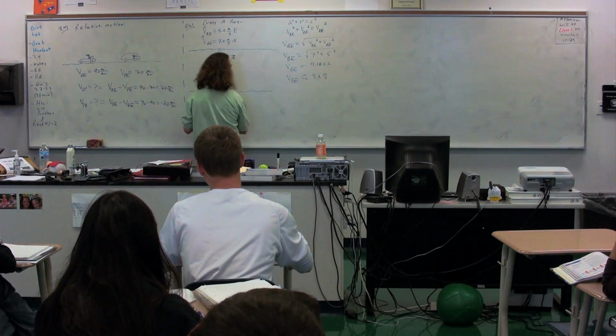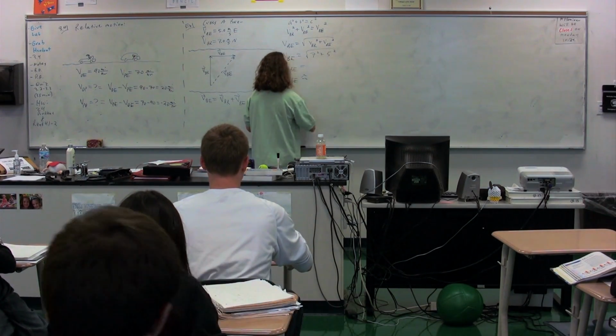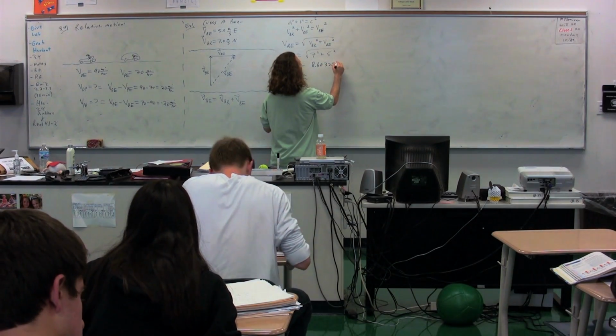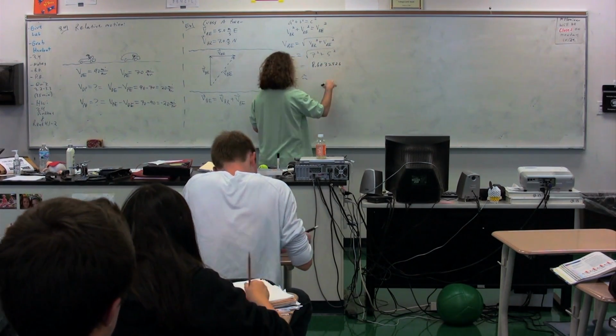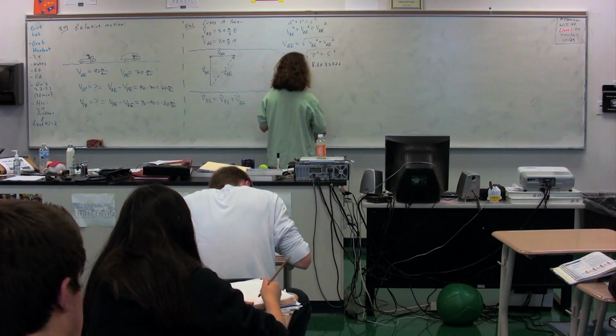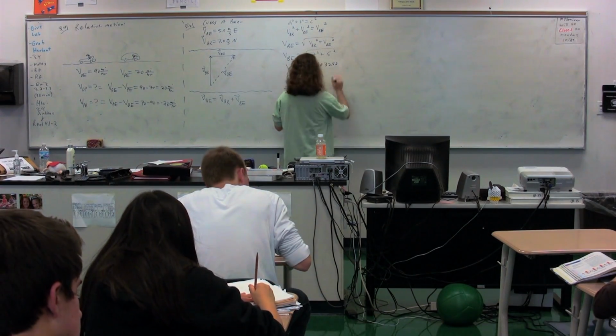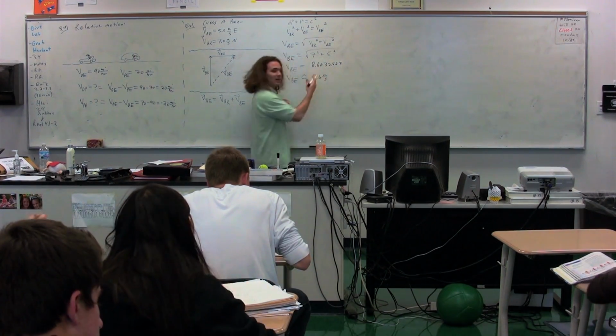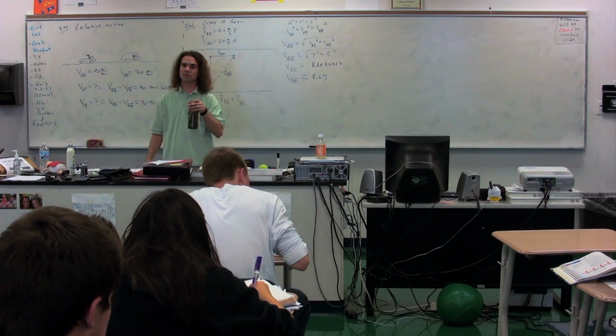What did you get, Victoria? 8.602325267. I'll put 8.6027. And then with sig figs, we get 8.6 meters per second. Is that correct? George, is that what you got?